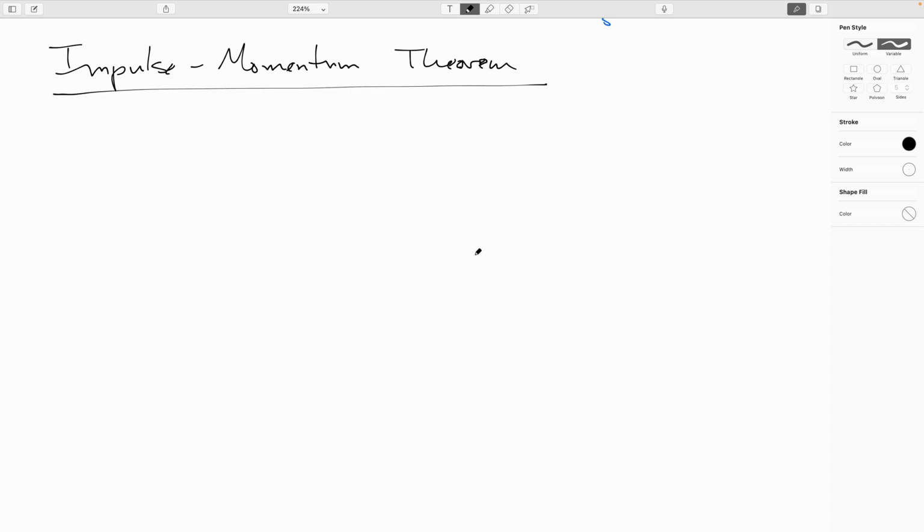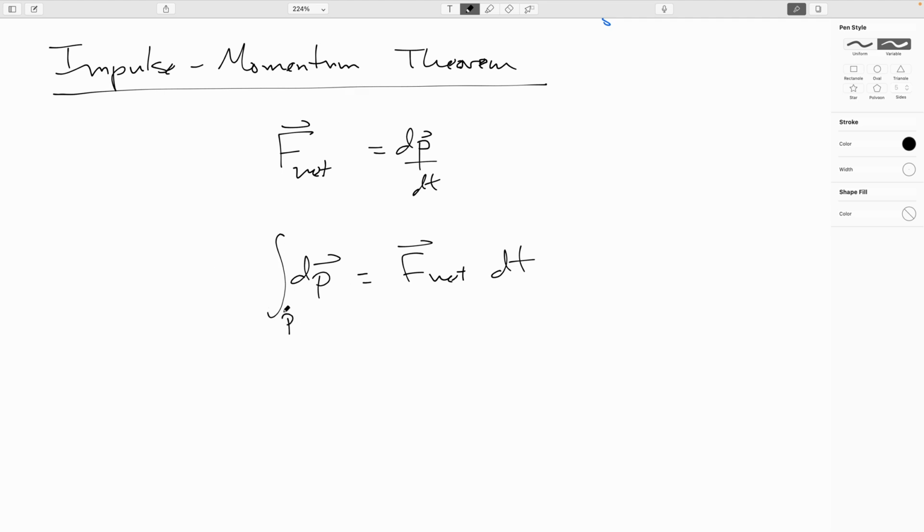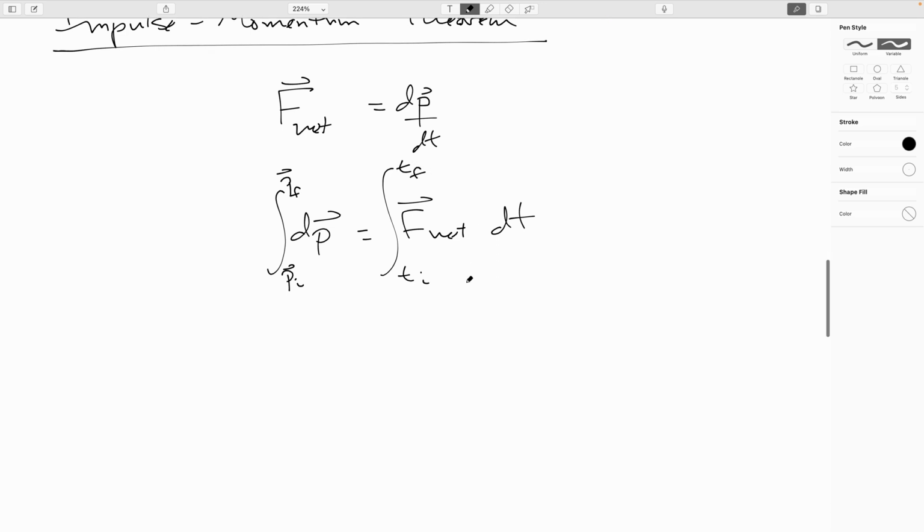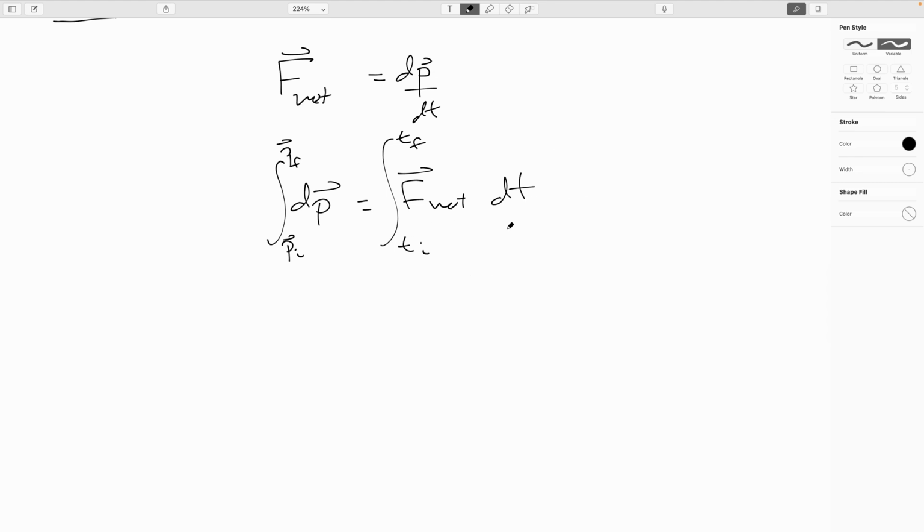So we'll start with Newton's second law. Again, we're not going to worry about the relativistic extensions here, and we'll say F net equals dp dt. I can rewrite this as dp equals F net dt. And then what I can do is I can go ahead and integrate both sides. I would integrate here from P initial to P final, like that. And from here, I would integrate from t initial to t final. Well, this bit right here is just the impulse that we saw before.